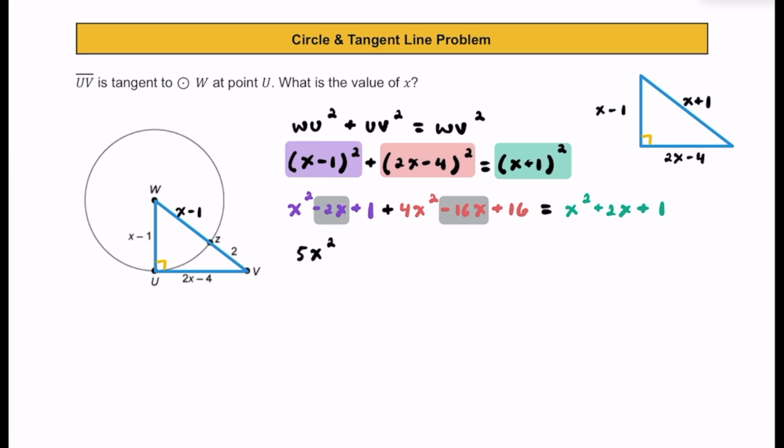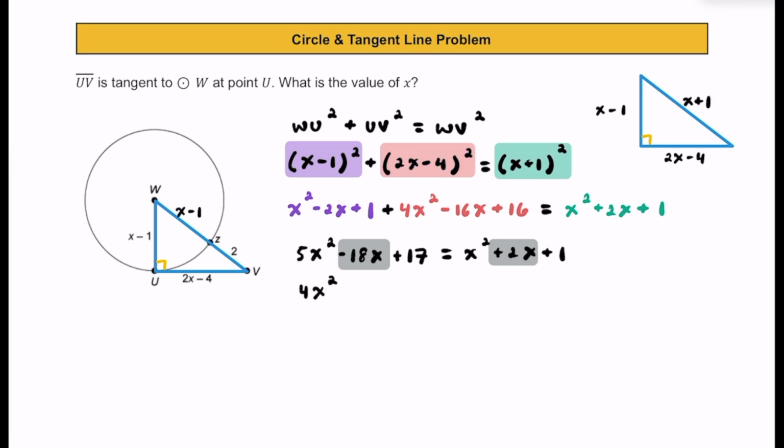Then combining our x terms here, we're going to get minus 18x. Then for our constants here, we're going to have plus 17. And on the right side, we're still going to have this equal to x squared plus 2x plus 1. Next, if we go ahead and take away x squared from both sides, we're going to end up with 4x squared on the left side of the equation.